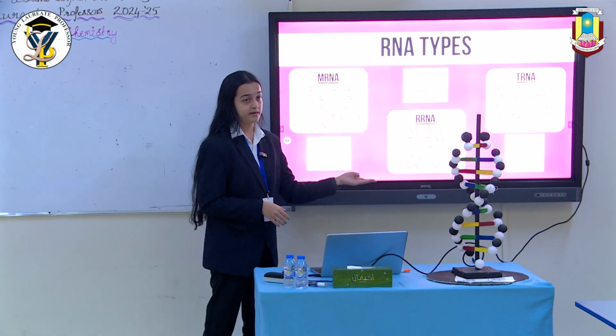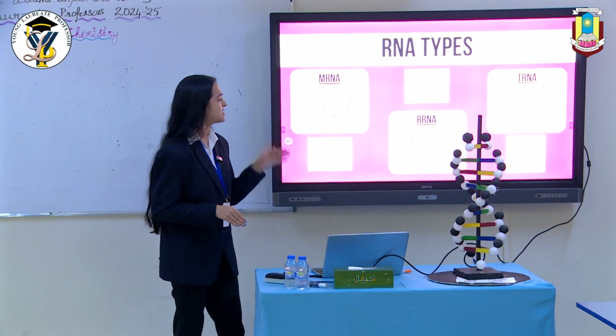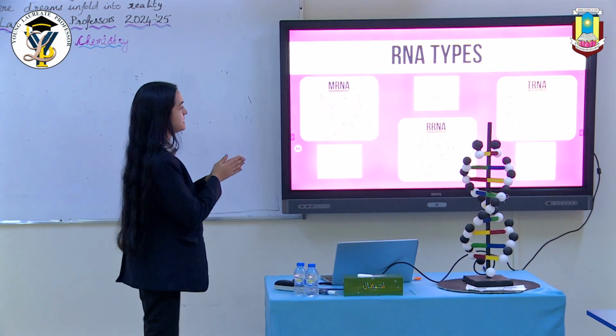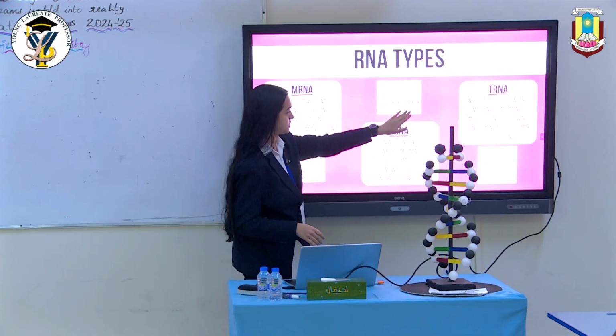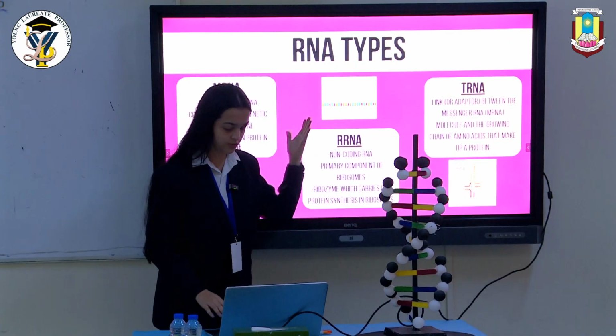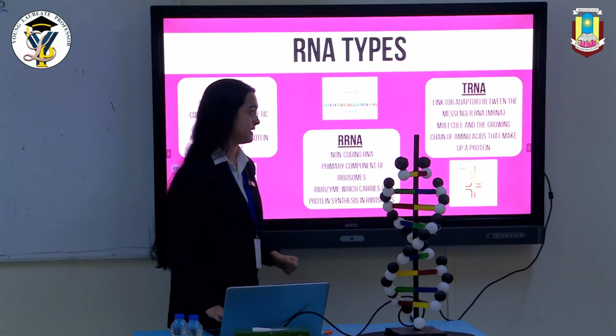And we have the rRNA, which is a non-coding strand that is only a primary component of ribosomes, and it can be seen in this particular picture where there is a large subunit and a small subunit and an mRNA helping it to read whatever is there in the DNA.